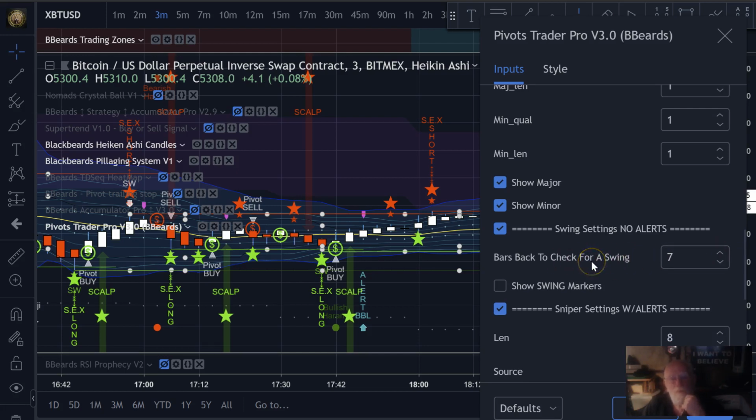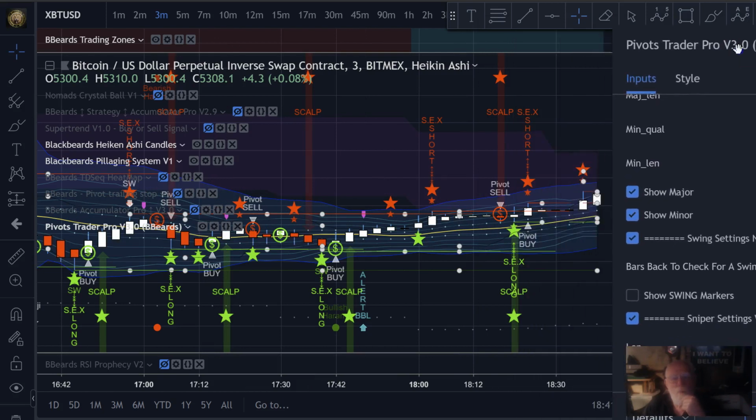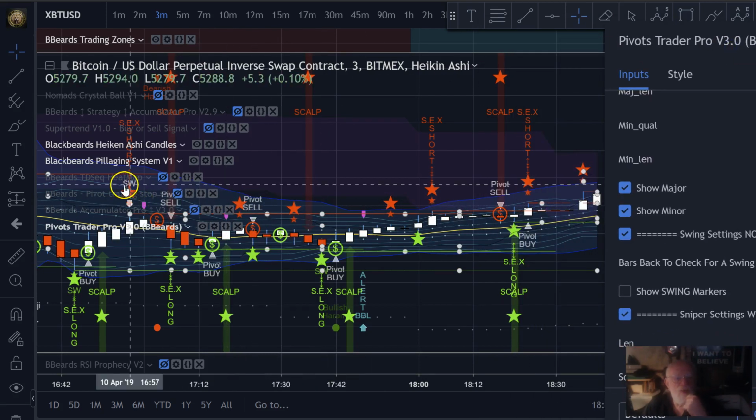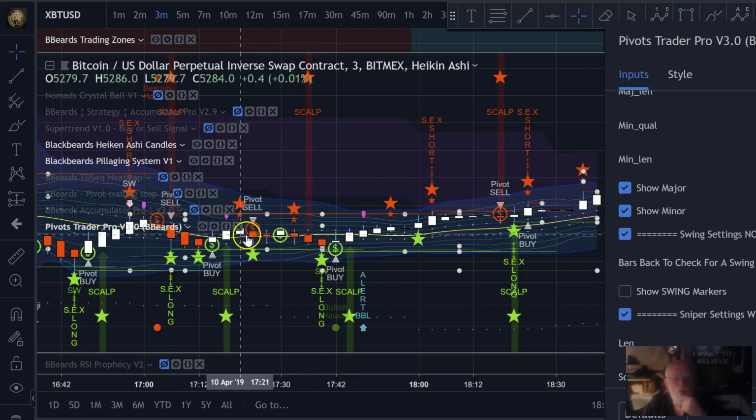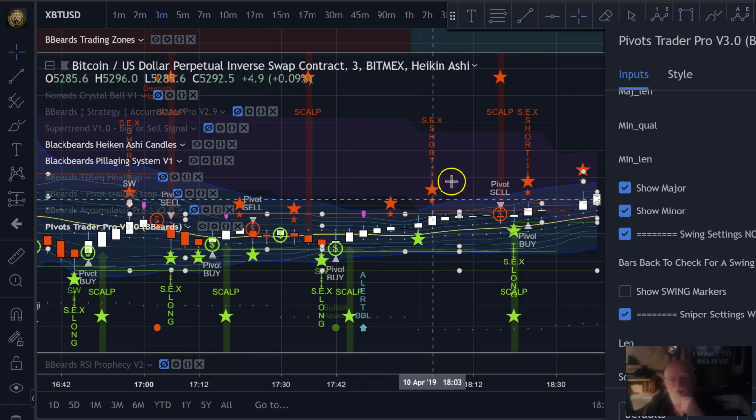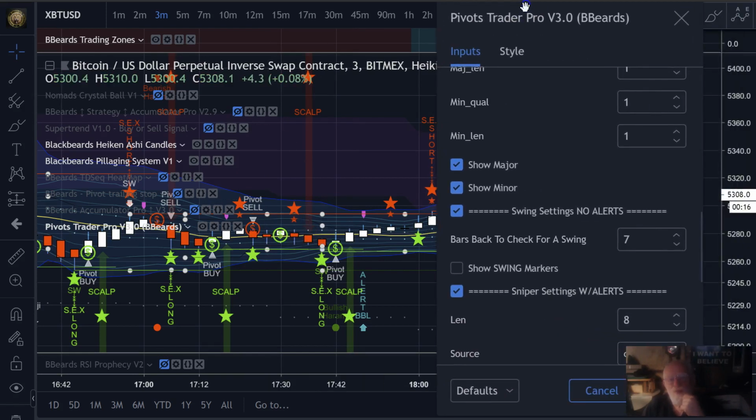Swing settings is in here. Swing settings are this. Let me see if I can get this out of the way. Anytime you see an SW, that's a swing. There's a swing hidden under here. There's no alerts tied to those because of the look backs, it's looking back 5 candles all the time. It's a heads up for manual scalping is what it's for. Like I said, this script is either way. It's for the bot or for manual trading.